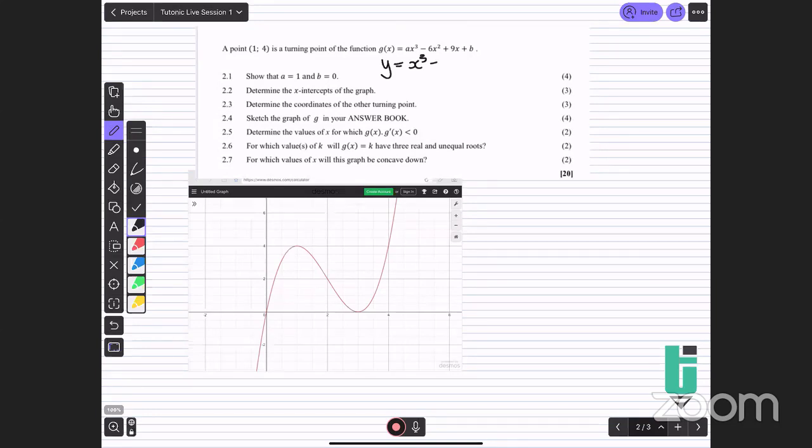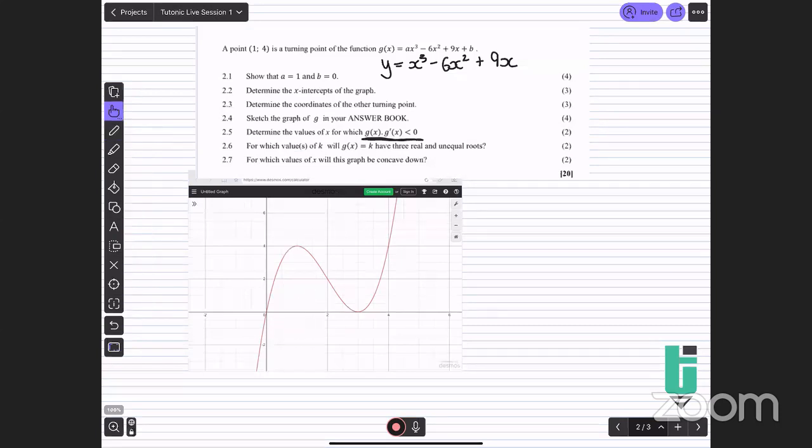See there. Okay, Amaro, say it. Okay, so first we find the intercepts, the x and the y, and then the turning point, and then the shape. Yeah. Okay, good. Now it says determine the values of x for which g of x times the derivative is smaller than naught.